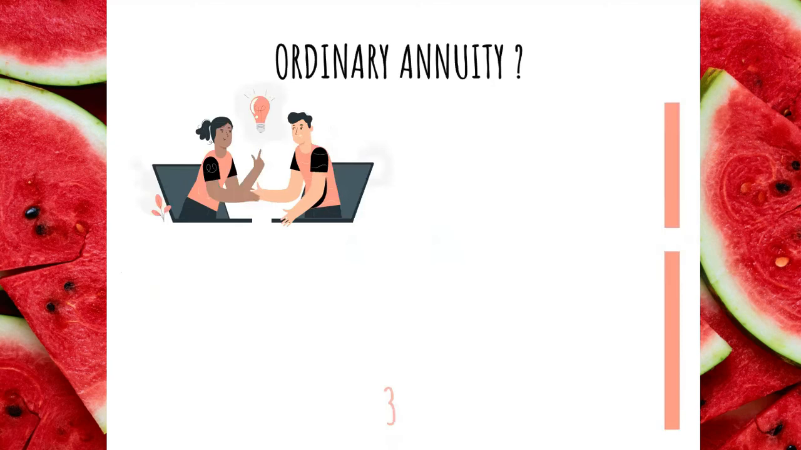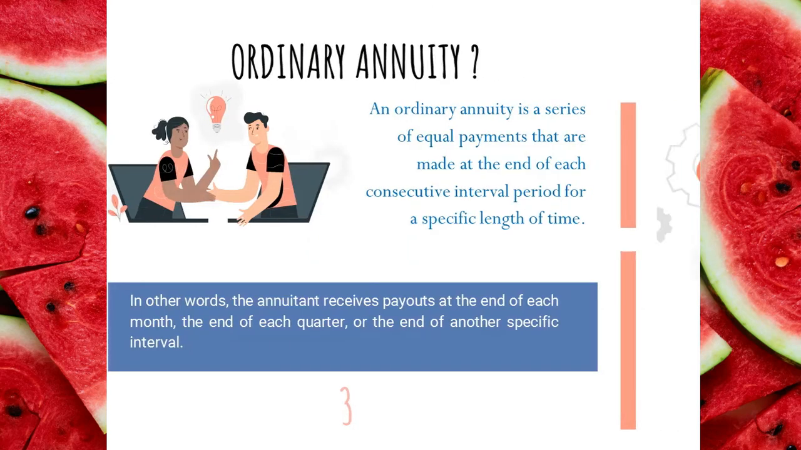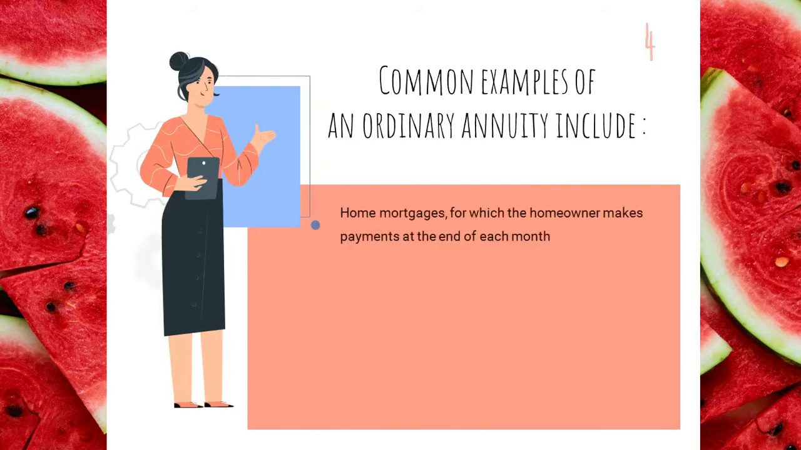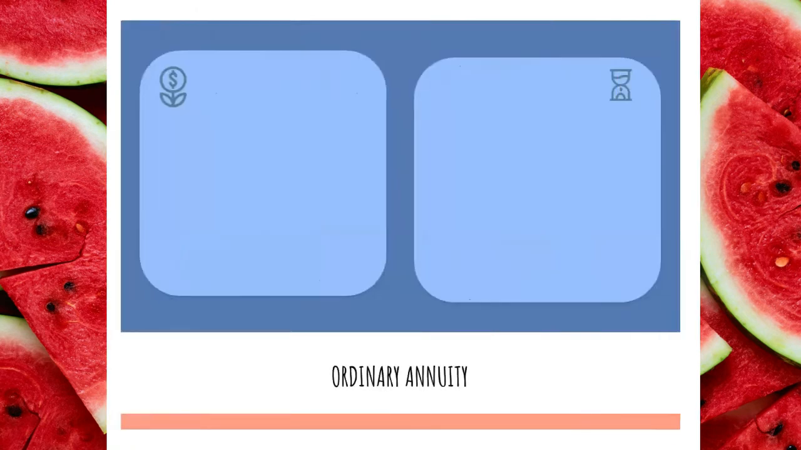Ordinary annuity is a series of equal payments that are made at the end of each consecutive interval period for a specific length of time. In other words, the annuitant receives payout at the end of each month, the end of each quarter, or the end of another specific interval. Common examples of ordinary annuity include: the first is home mortgage, second is income annuity, and dividend payment. This is the ordinary annuity.